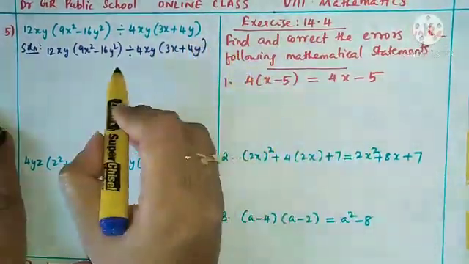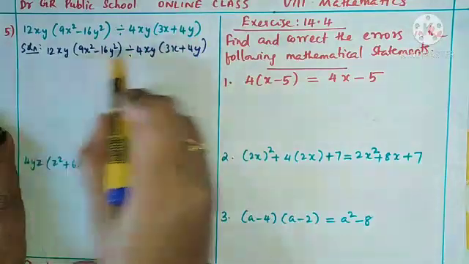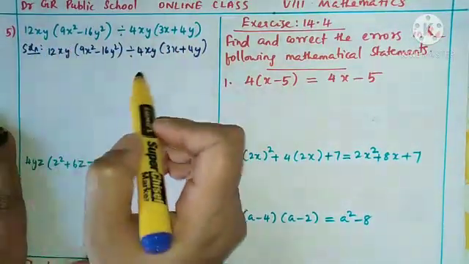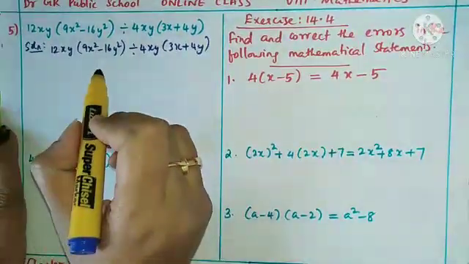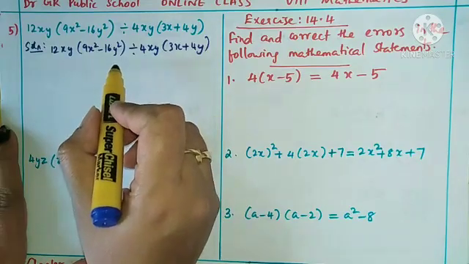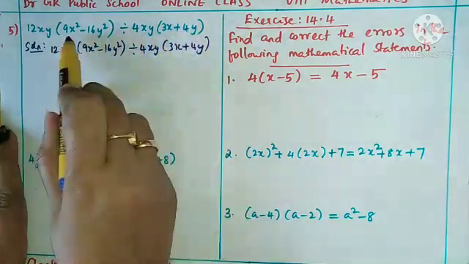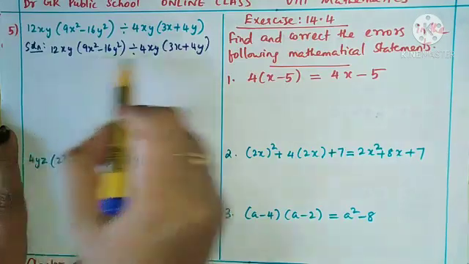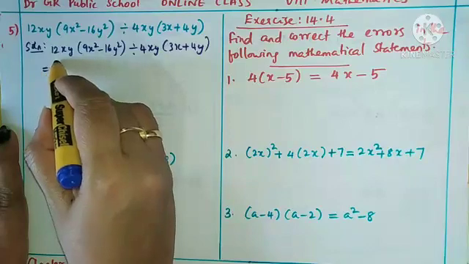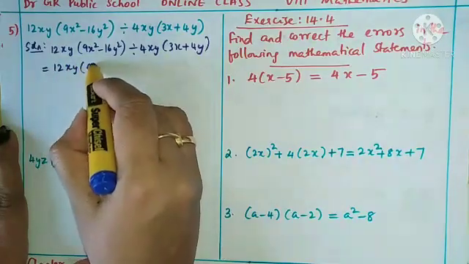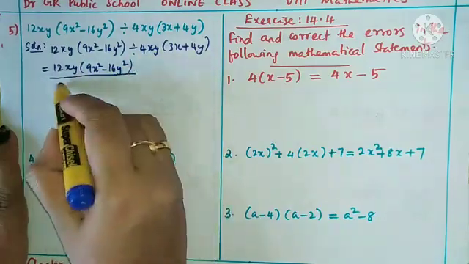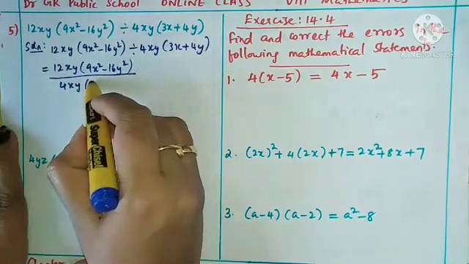See children, some students will not write the questions once again and they will just start by 1 equal to. Don't do that. Always you want to maintain the steps properly and very neatly, so that it is very important. Whatever the question is given, you should write it once and then do the remaining steps. So this is equal to, yes, 12xy into 9x square minus 16y square divided by 4xy into 3x plus 4y.